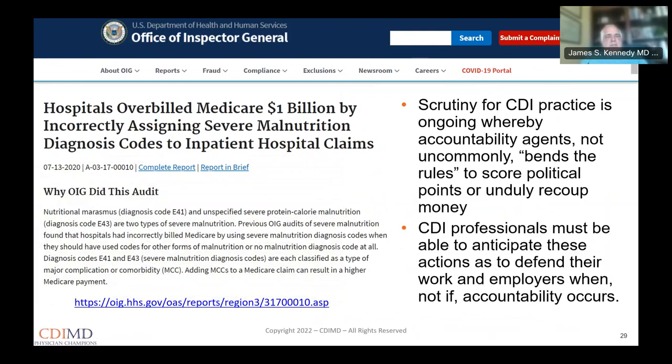Even the United States federal government inspector general is scrutinizing malnutrition. Just because a doctor wrote malnutrition in the record, we as CDI specialists have to be cognizant of what these are and to what extent we can show not only that the patient had malnutrition, but that it was treated.